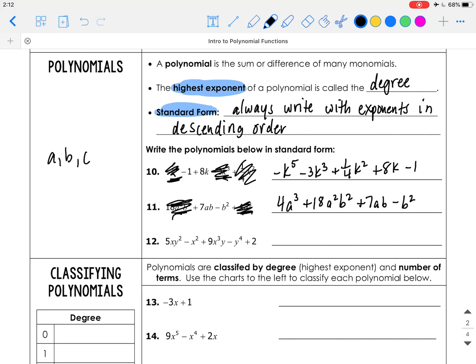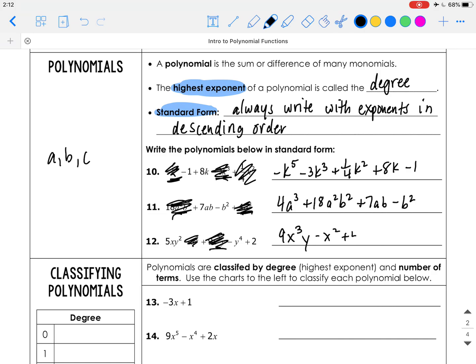And let's do 12. So my x's come before my y's, right? So I'm going to look for my highest x. That's definitely right here, my x to the third. So I have 9x to the third y. Scratch, scratch, scratch. I have x to the second. Scratch, scratch, scratch.